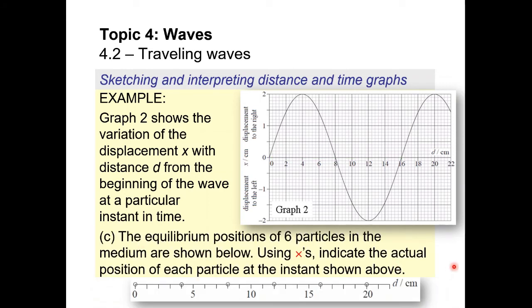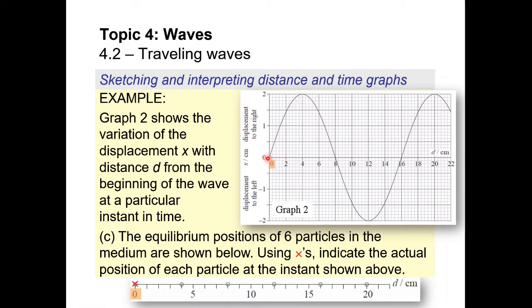The equilibrium positions of 6 particles in the medium are shown below. Using crosses, indicate the actual position of each particle at the instant shown above. So take a look at this graph. This is the equilibrium position, and above the equilibrium is a displacement to the right. Below the equilibrium is a displacement to the left. So let's start from 0. At 0, there is no displacement to the right or left. So that's a cross.